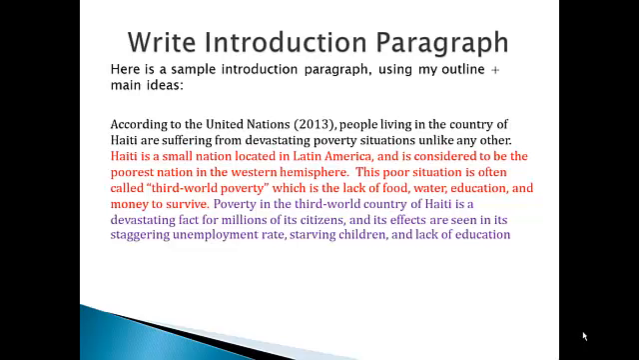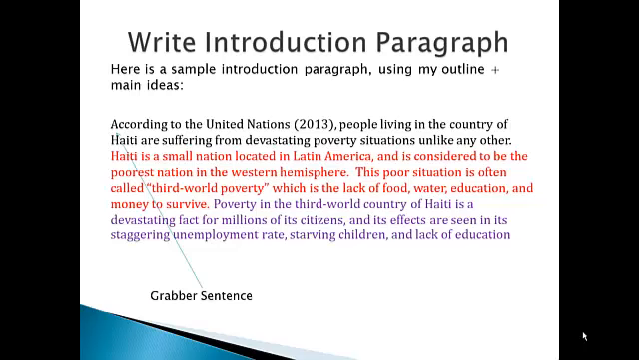So here is the sample paragraph that I wrote. So it says, according to the United Nations in 2013, people living in the country of Haiti are suffering from devastating poverty situations unlike any other. Haiti is a small nation located in Latin America and is considered to be the poorest nation in the Western Hemisphere. This poor situation is often called third world poverty, which is the lack of food, water, education, and money to survive. Poverty in the third world country of Haiti is a devastating fact for millions of its citizens, and its effects are seen in its staggering unemployment rate, starving children, and lack of education.